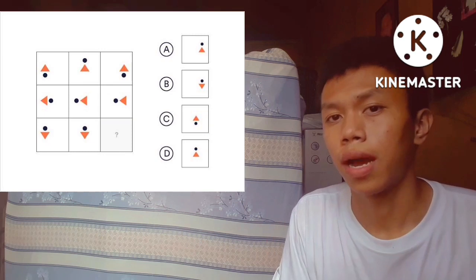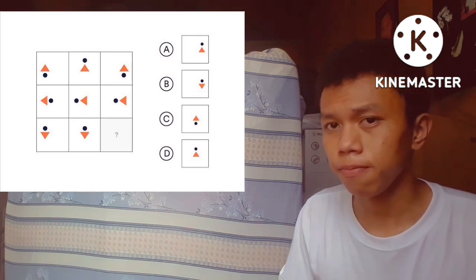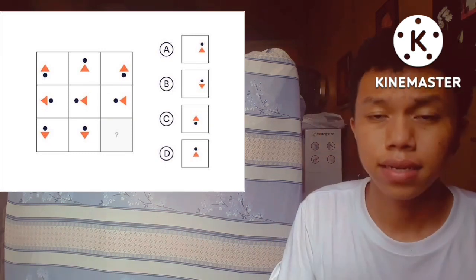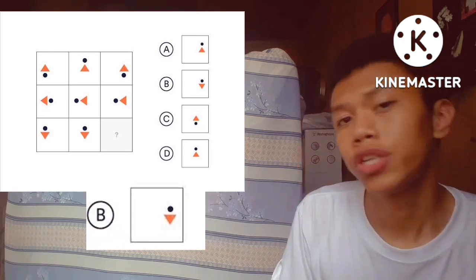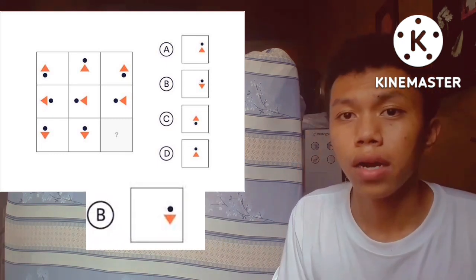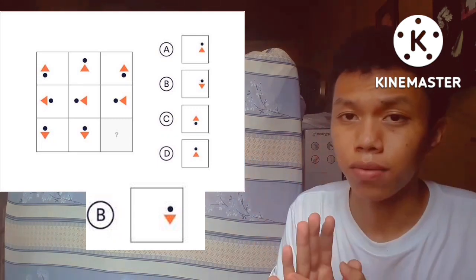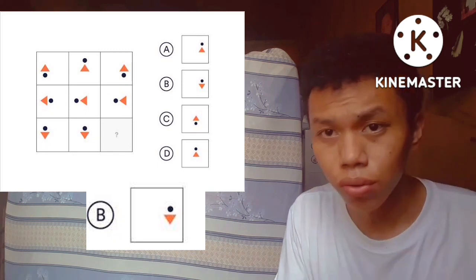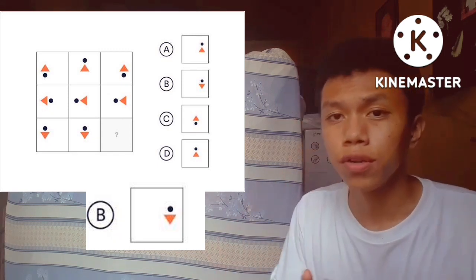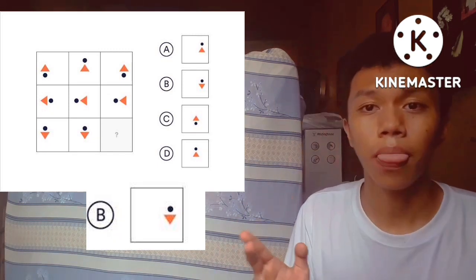What should come next? Yes, it's the letter B. As you can see, the first two consecutive shapes are the triangle upside down and the circle above it. And so we can conclude that the next shape should be the same, which is the letter B.